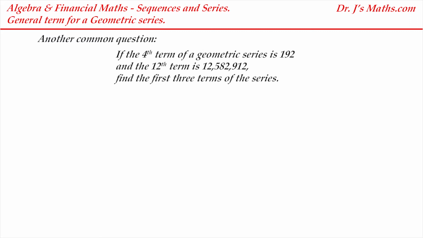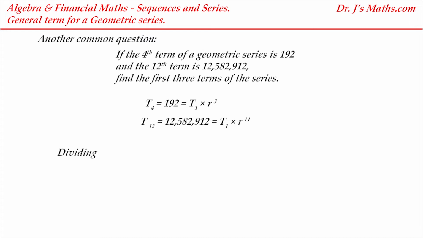So write down what we've got. T4, the 4th term, is equal to 192, and we know that we can write that as the first term times the common ratio, r, to the 4 minus 1, which is 3. Similarly, T12 is equal to 12,582,912 is equal to the first term, T1, times the common ratio to the 12 minus 1, which is 11.